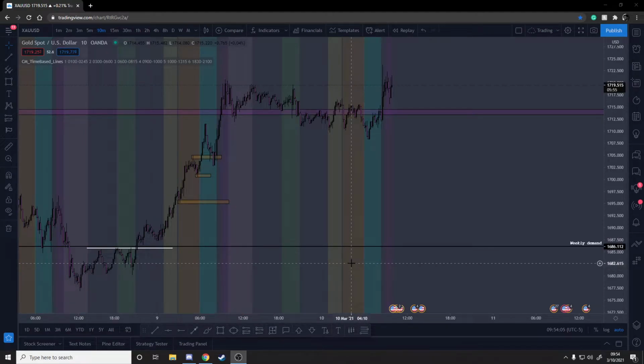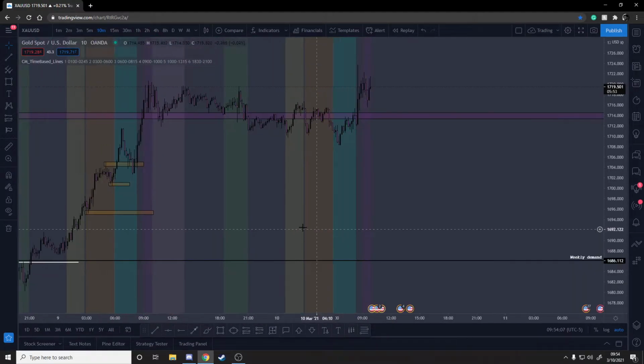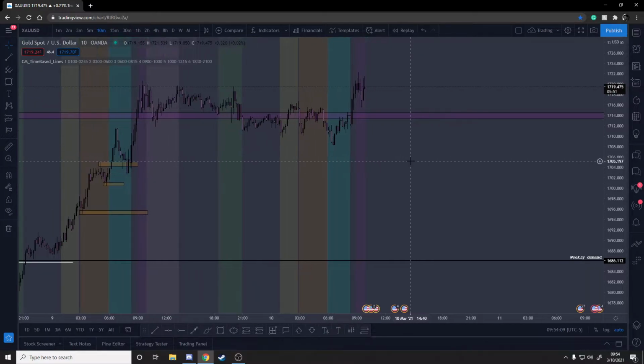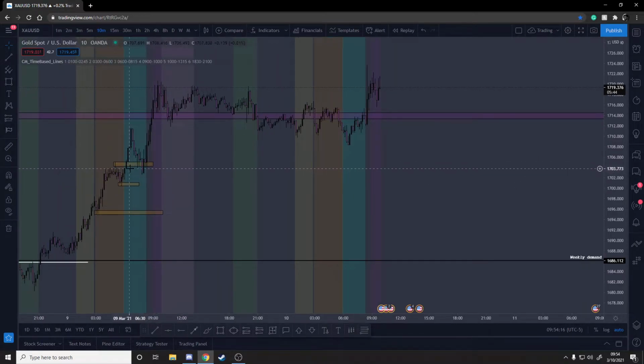Alright, today is March 10th. Gonna go over some trades, or a trade that I took this morning, and also a trade that I took yesterday. I was never able to do an analysis yesterday, so I'm gonna do it today.